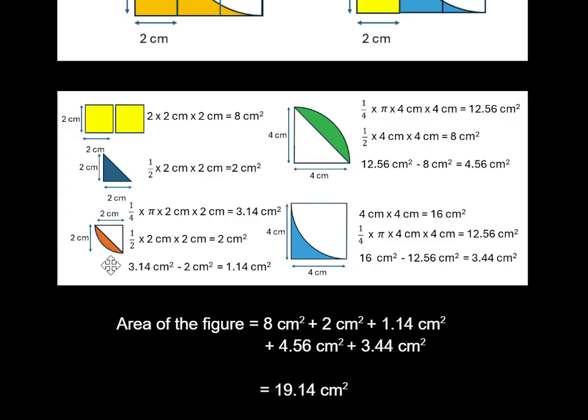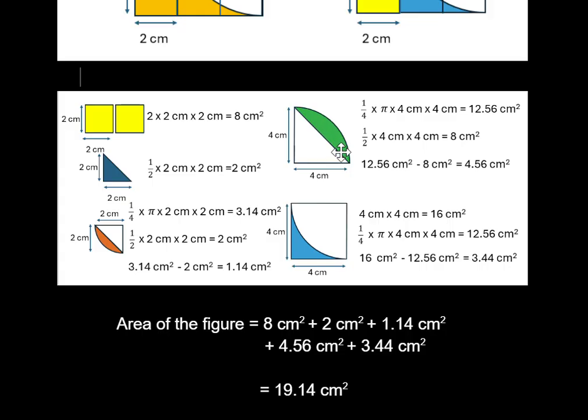I call this a leaf. So it's a quarter circle minus away the triangle. The area of the quarter circle is 1/4 times pi r squared, so 2 times 2 times pi is 3.14. The area of the small white triangle is half times base times height, so it's 2 centimeters squared. So this shaded area is 3.14 minus 2, which is 1.14.